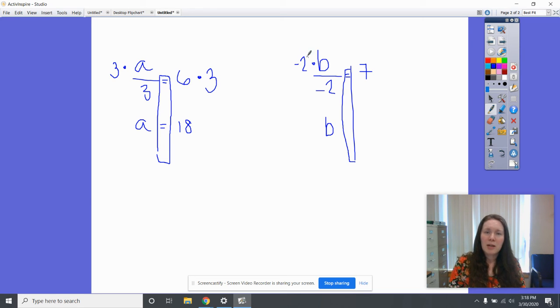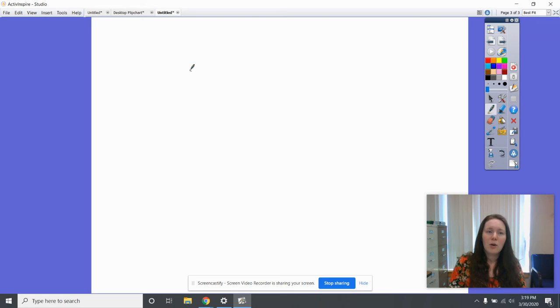And if I multiplied by -2 on one side, I have to multiply by -2 on the other side. And 7 times -2 is -14. So now you've seen some at the beginning with multiplication and then with division. And now we could have something like this. J plus 3 equals 8.